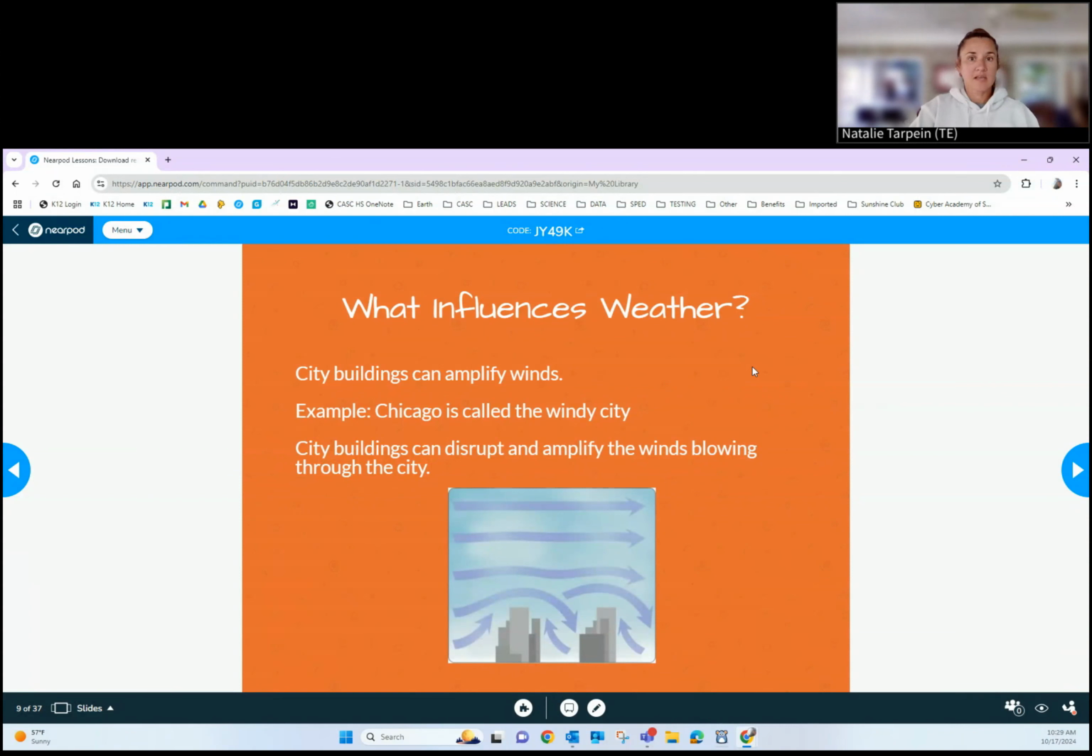Sometimes city buildings can amplify winds as well. So for example, Chicago being called the Windy City, those buildings can disrupt the natural flow of wind and cause this kind of upward effect where the wind actually rushes more through those buildings than it would normally.